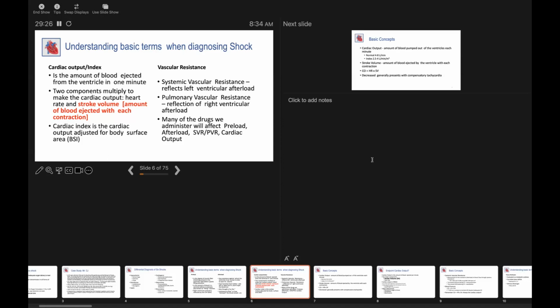Because we harm our patients when we do that aggressively without looking at what is occurring. Does that make sense?